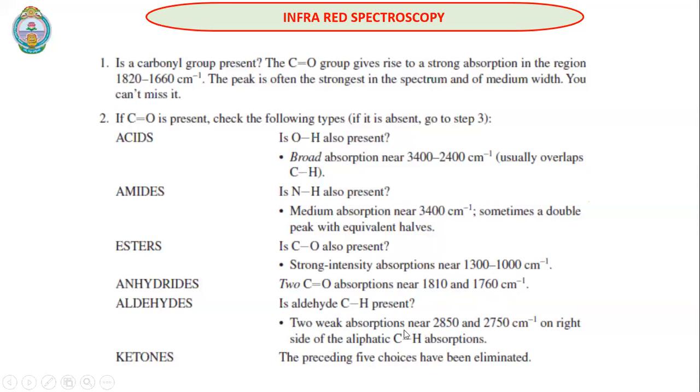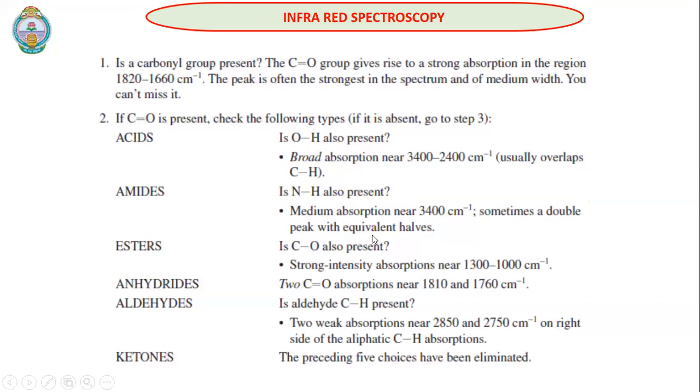Aldehyde also gives a peak at 1725, but it gives two characteristic CH vibrations at 2850 and 2750. So if it is an aldehyde, then we also have these two doublets. If you have a doublet, then it is an aldehyde. If you don't have any of these peaks, then it is a ketone. Okay, ketone also gives a C double bond O peak at around 1720. Apart from C double bond O stretching frequency, ketones don't have any other characteristic peaks, right?